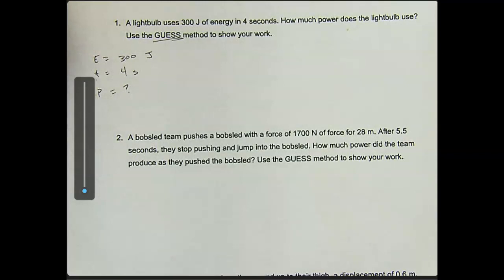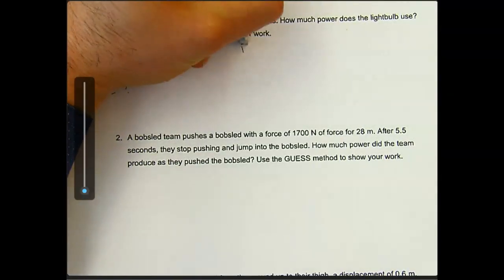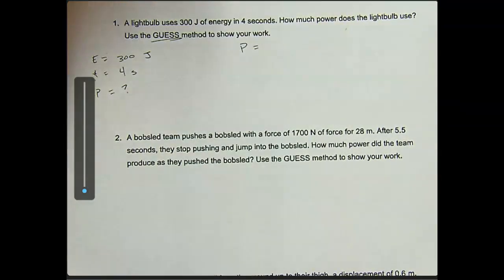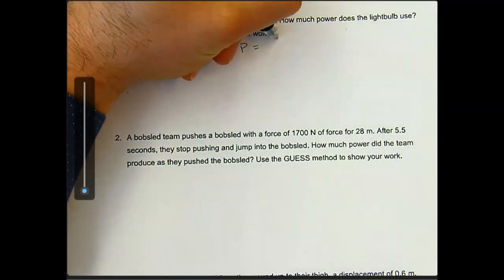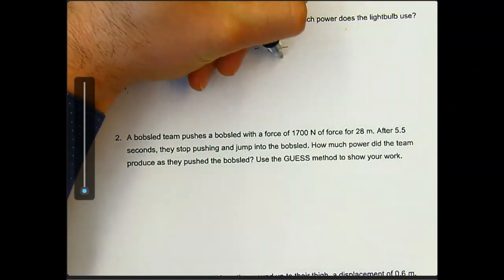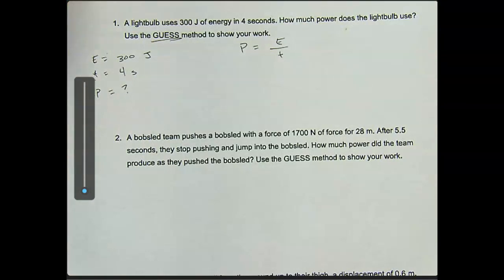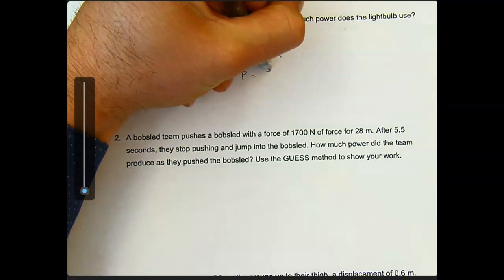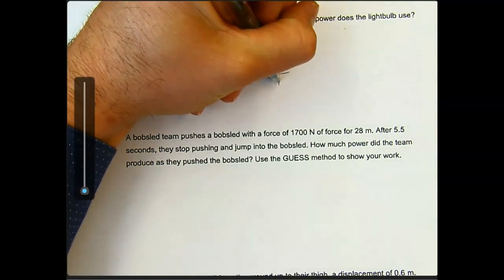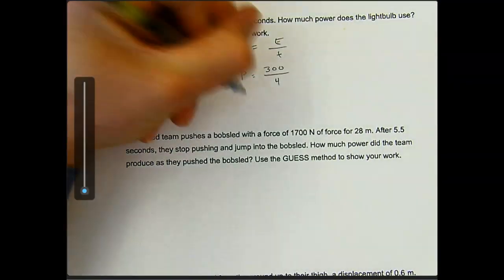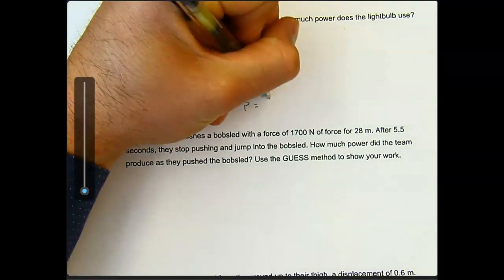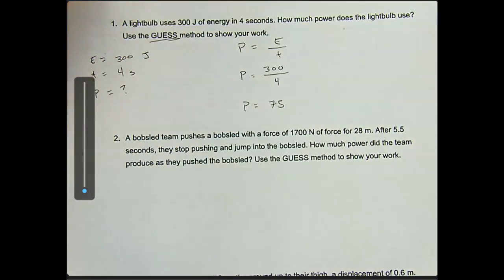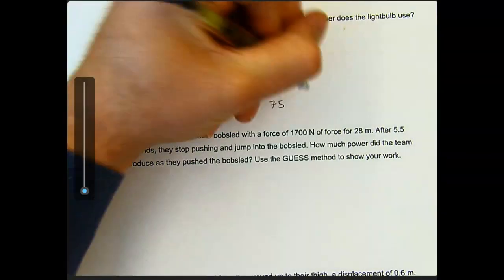And then the equation, and this is usually the tricky part of solving any problem: what equation do you use? So there's an equation that I gave you in the guided notes that says power is equal to energy, or sometimes a change in energy, divided by time. All right, so that's our equation. So let's just plug in our numbers. We have power is equal to 300 divided by 4. And so if you do that, you get 75. And our units for power are watts.